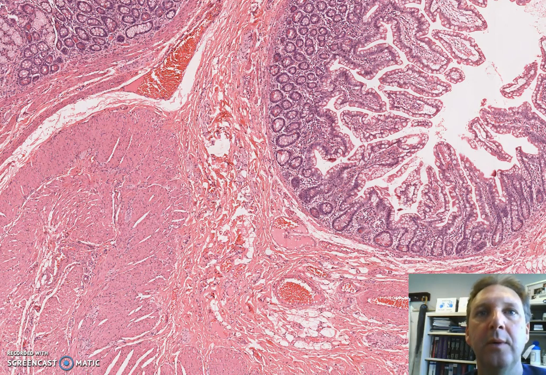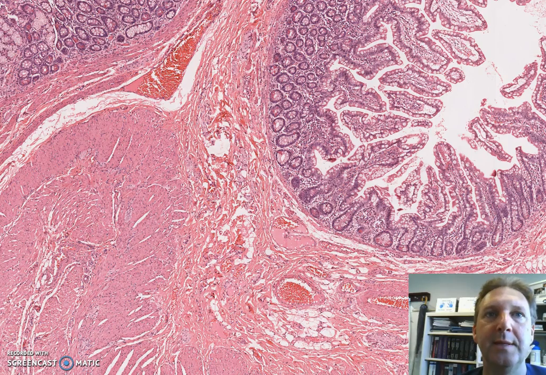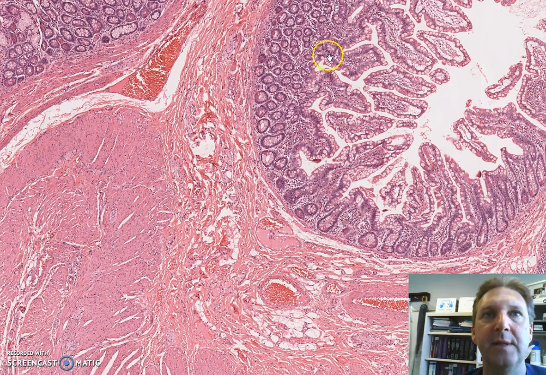Okay, let's review now the normal histology of the small bowel. This is the longest part of the alimentary canal. You can see in the surface that there's lots of villi, which are these elongated projections, and some crypts and some round glands here.